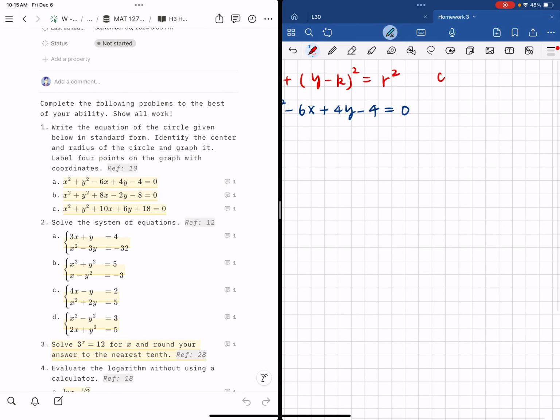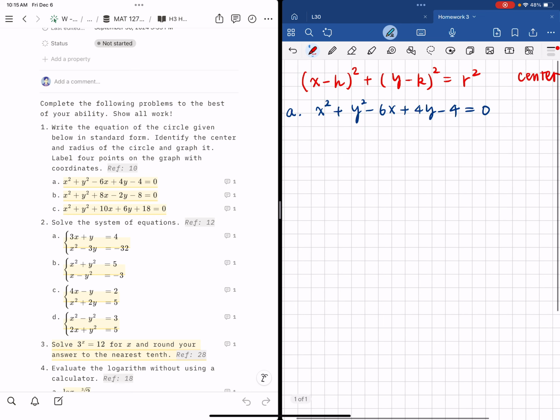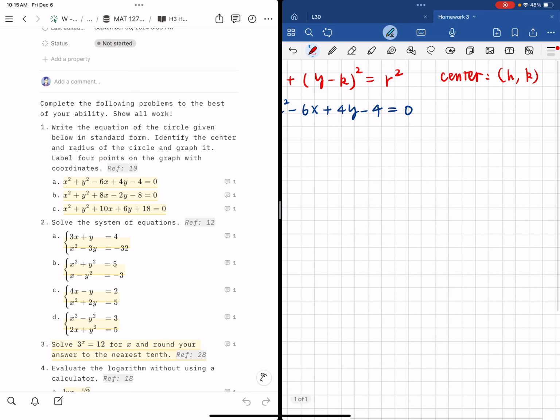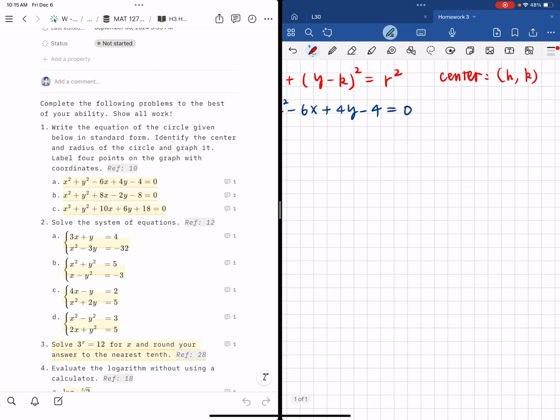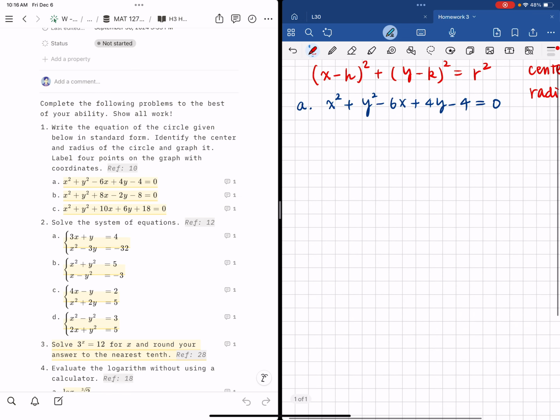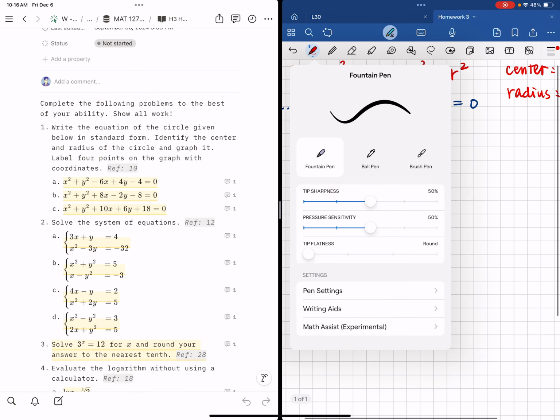So in this case, h comma k is the center, and r is the radius. Center is h comma k. Essentially, after you complete the square, it's the opposite number that you see inside. And then radius is r. All right, so that is your goal. And now let's complete the square.